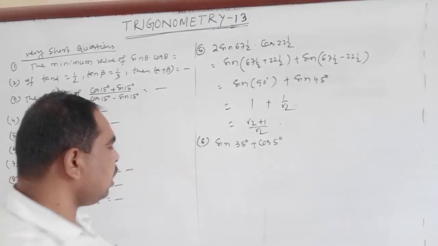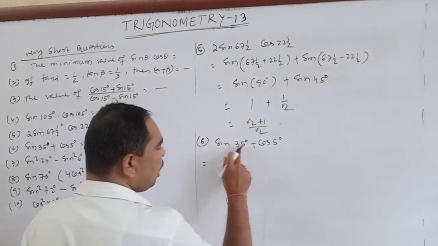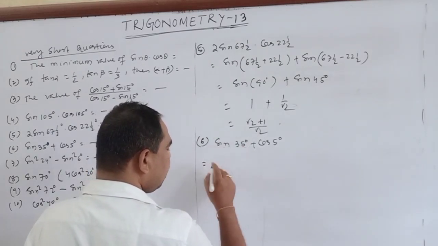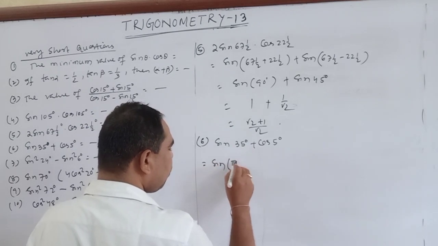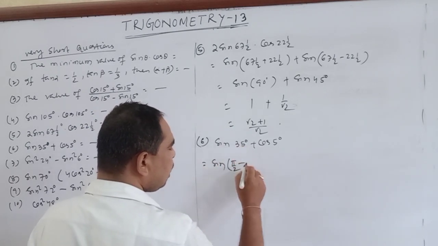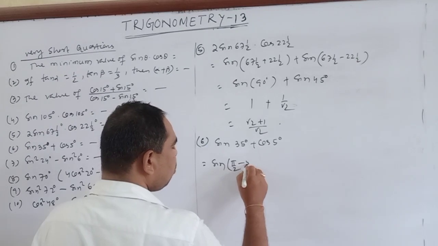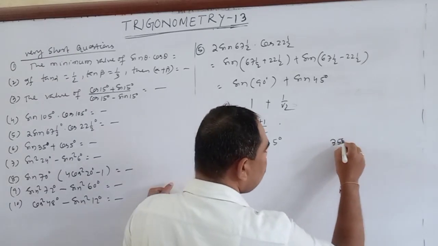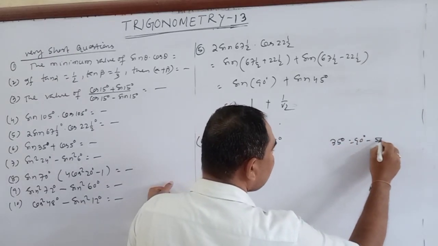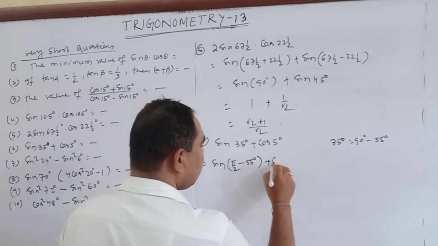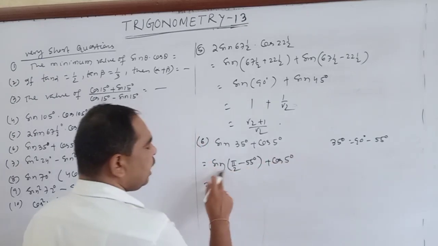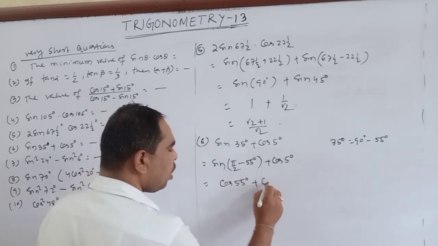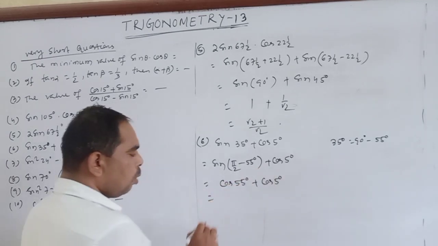Okay, so look, this sin θ means 35°. So sin 35° means sin of what? 90° minus 55°. So 35° is equal to 90° minus 55°, plus this cos 5°. So sin(90° − θ) means this is cos 55°, plus cos 5°. So both are in cos form.